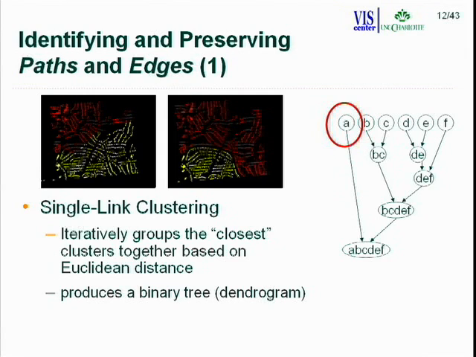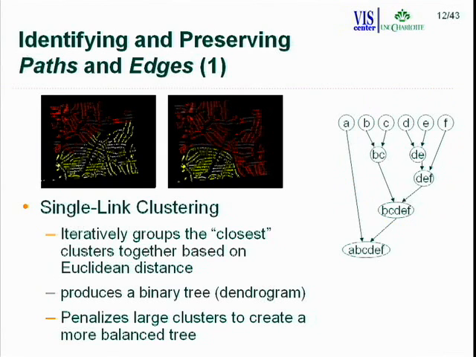The thing that's interesting here to note is that in this particular scenario, the dendrogram is actually very unbalanced. On one side, you have node A. On the other side, you have B, C, D, E, and F. And this doesn't work well at all for our purposes. So we had to do a little bit of balancing of the tree by penalizing larger clusters. And the idea here is we want to create a more balanced tree.